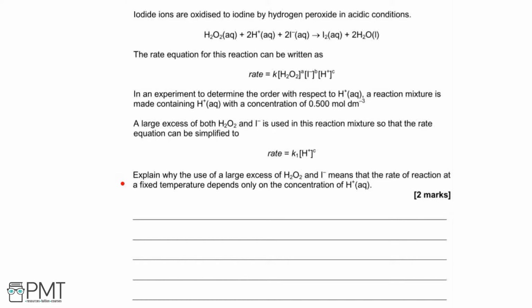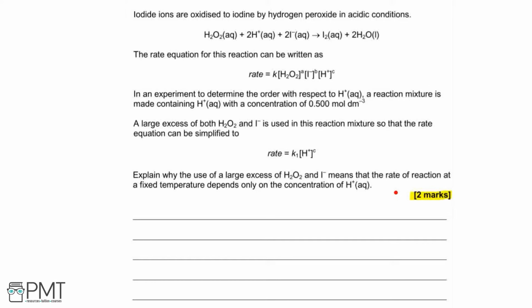Explain why the use of a large excess of hydrogen peroxide and iodide ions means that the rate of reaction at a fixed temperature depends only on the concentration of hydrogen ions. This question is worth 2 marks, which means we can expect to see 2 points we need to make in our answer in order to get those marks.